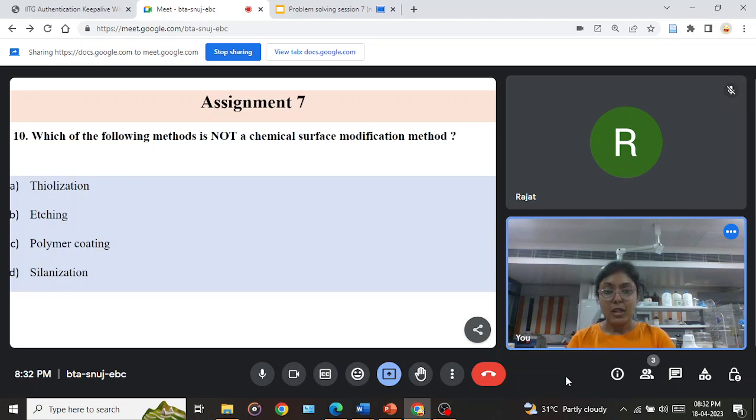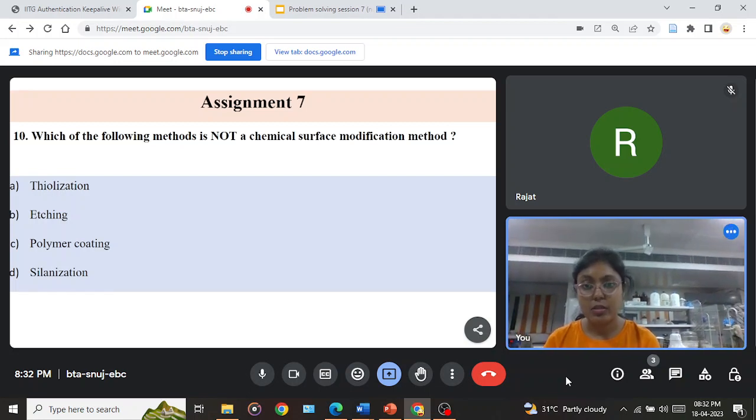Okay, so I'll wait for 1 minute, then we will try to discuss the answer to the question. So which of the following method is not a chemical surface modification method, right? So what do we do in thiolization and silanization? What are these terms basically meant as?